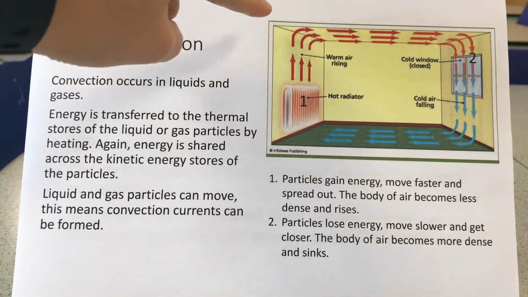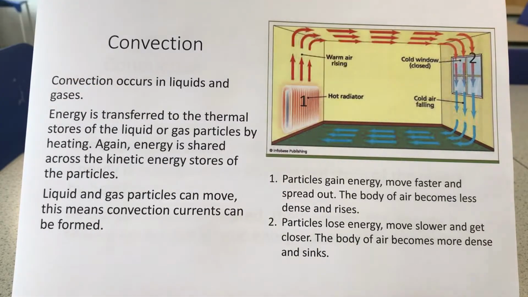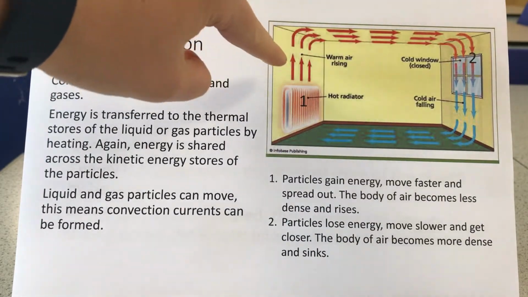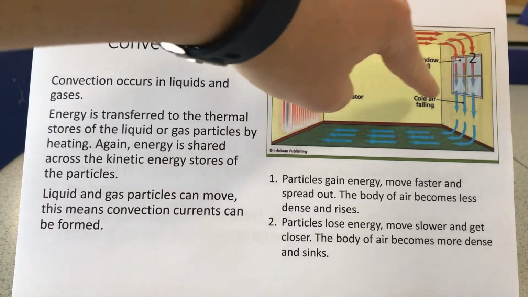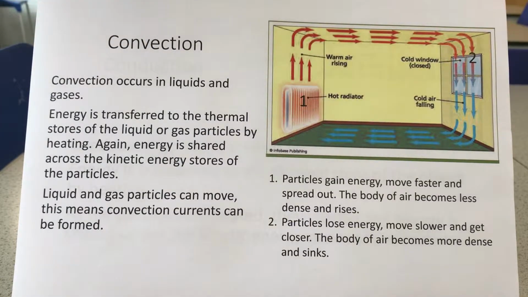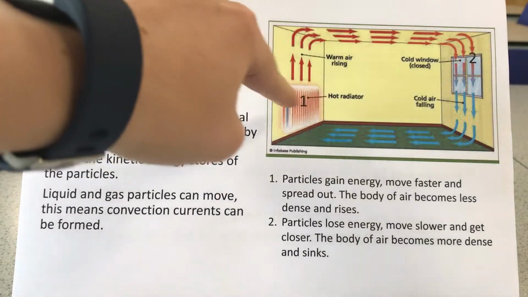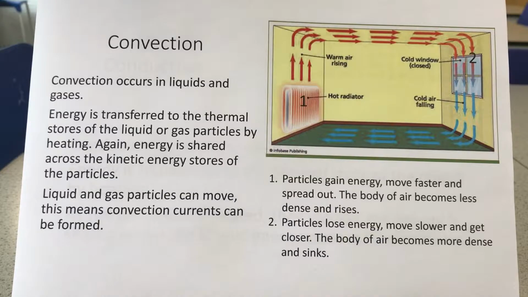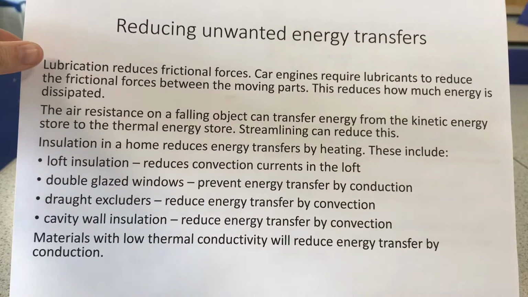Now, this moves across the room, and at point 2 here, we can see that the particles have lost quite a lot of energy because they're not being heated anymore. They move more slowly, and they get closer together. So rather than spreading out in the warmer region of the room, they get closer together. So the body of air becomes more dense and sinks. And this movement in this cycle is called a convection current.